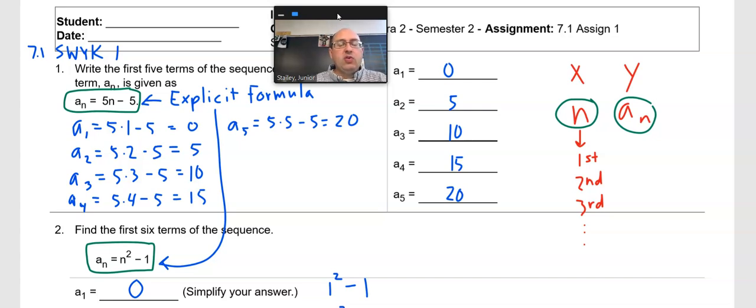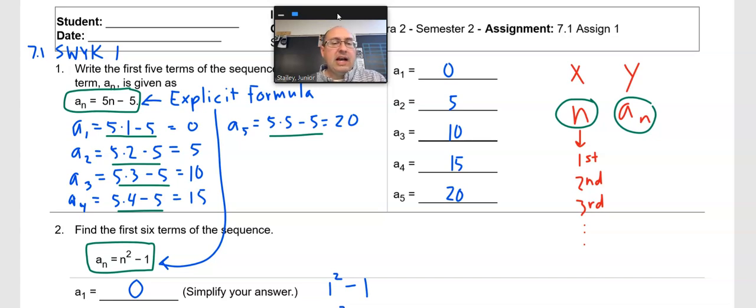So this particular question says find the first 5 terms. I'm literally going to plug in 1, 2, 3, 4, and 5. You can see my work, what I did here: 5 times 1 minus 5, 5 times 2 minus 5, 5 times 3 minus 5, 5 times 4 minus 5, 5 times 5 minus 5. You can see that it's going up by 5. 0, 5, 10, 15, 20.